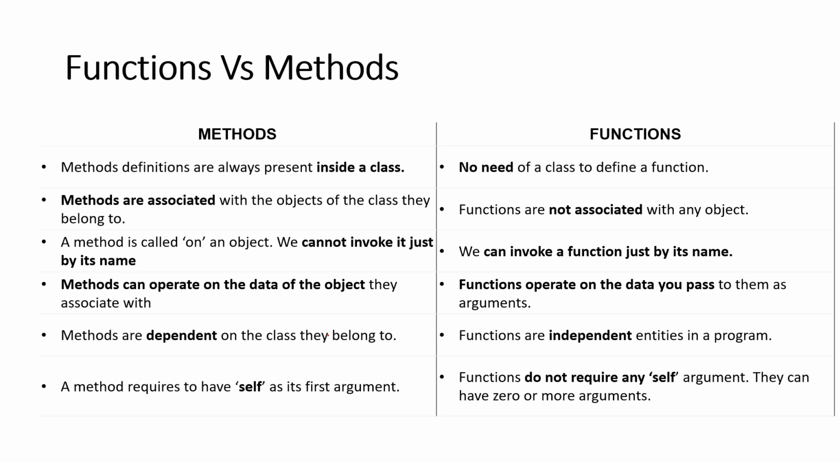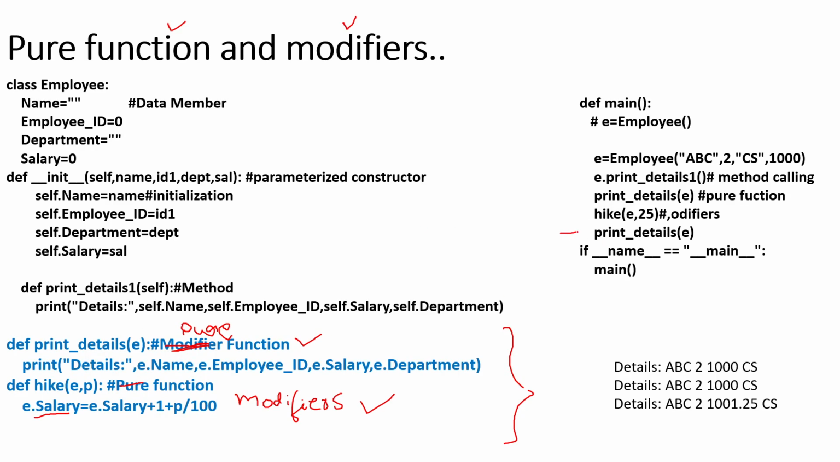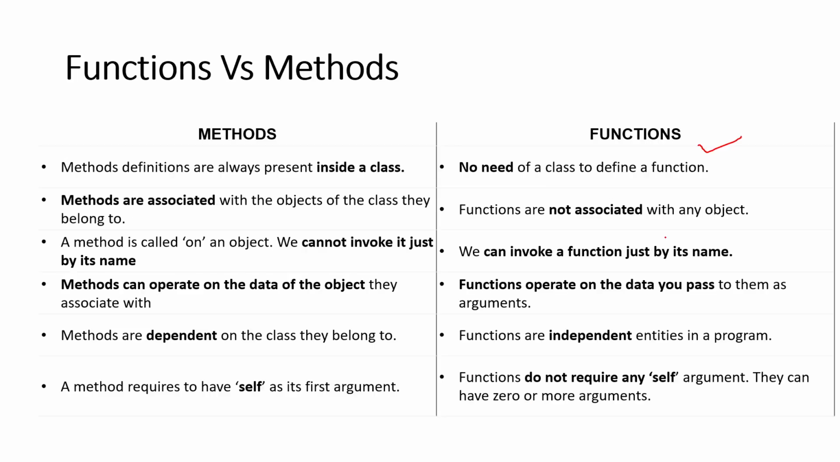A method has got its own differences from a function. Methods, as I told, are defined inside the class. Functions are given outside the class. Methods are associated with the objects of the class they belong to. Functions are not associated with any object; directly we can call them. A function is called directly. A method is invoked on an object.